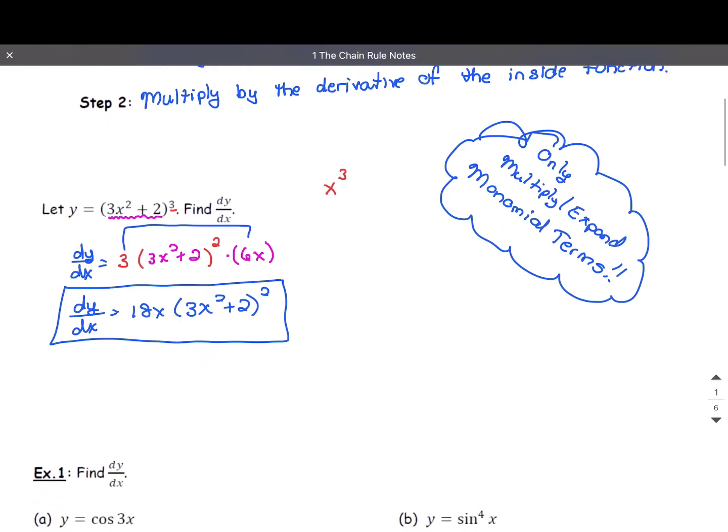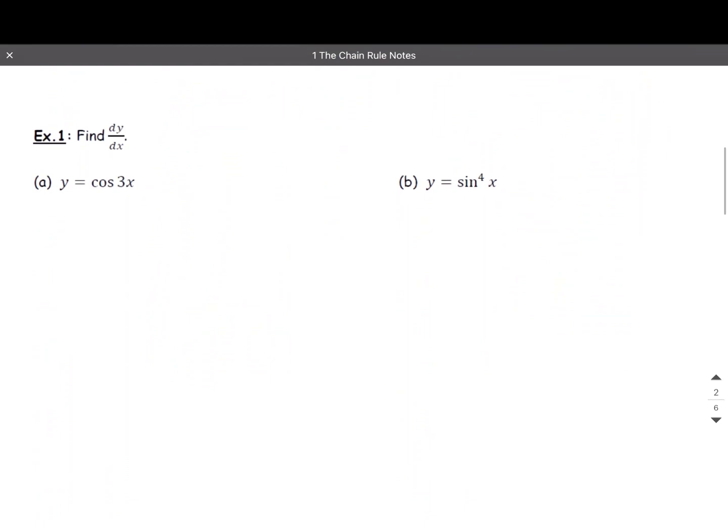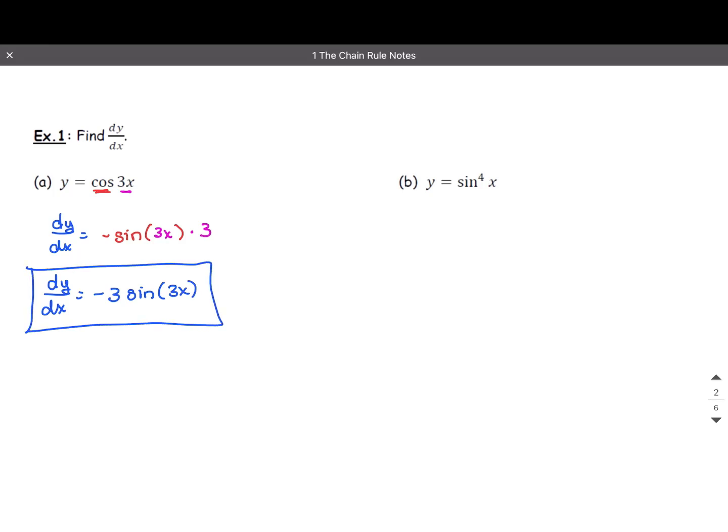Let's try another example. So now we have y equals cosine 3x. So this time our outside function is cosine and our inside function is 3x. So the derivative of y with respect to x is, now the derivative of cosine is negative sine of, and we're going to keep the angle 3x, times the derivative of 3x, which is 3. Now some of you are going to be able to jump to this right away. Some of you will down the road, and that's okay. You don't need that first step. If you can see this right from the beginning, that's okay.